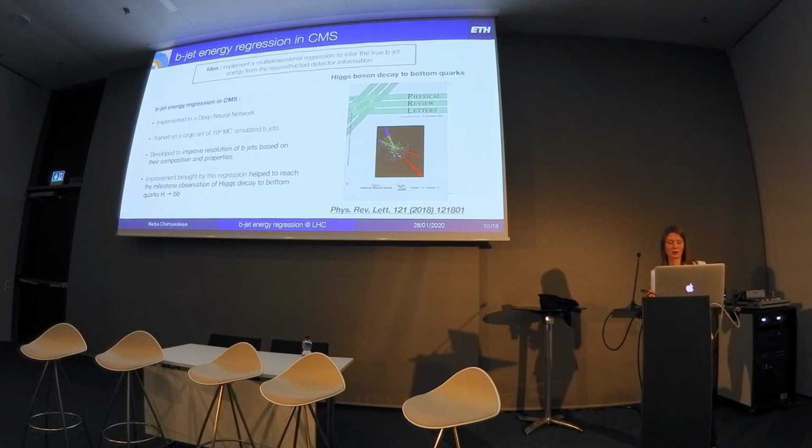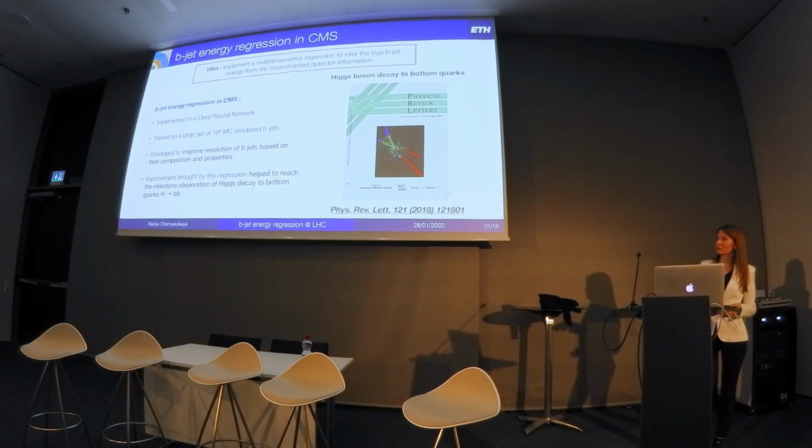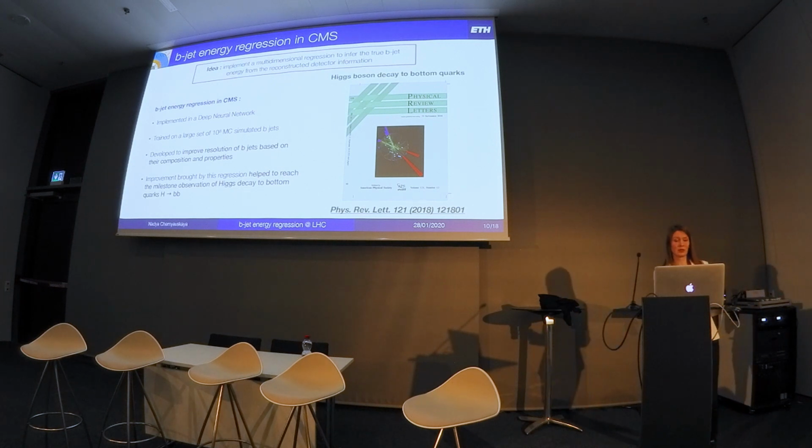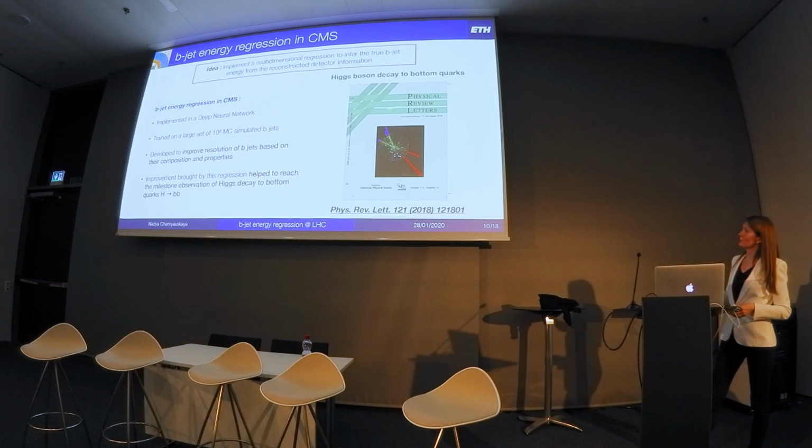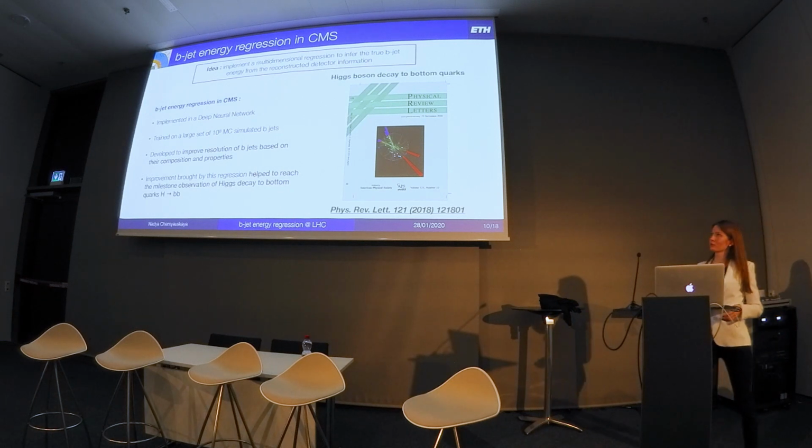I've implemented it in a deep neural network and trained it on a large simulated set of B-jets. It was designed to improve the resolution of B-jets based on their composition and properties. And the improvement that we got by using this regression helped us to reach the milestone observation of the Higgs boson decaying to bottom quarks that was announced last year and even made it to the front page of Physical Review Letters.